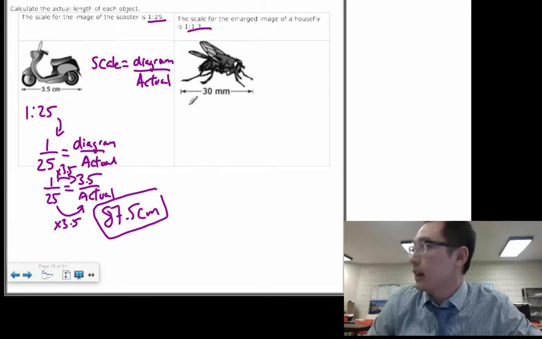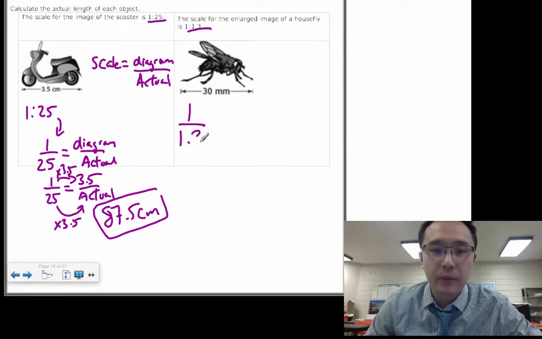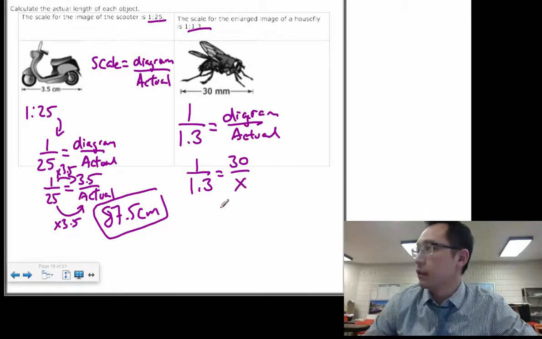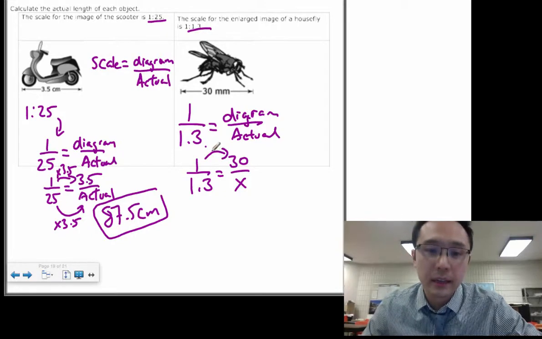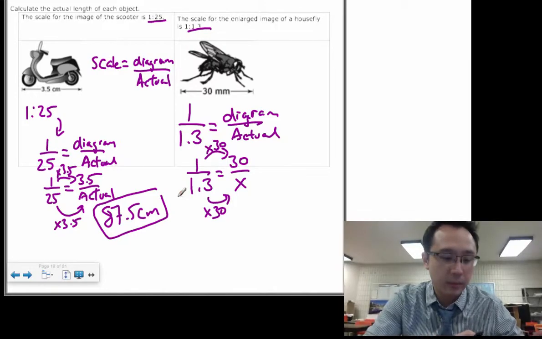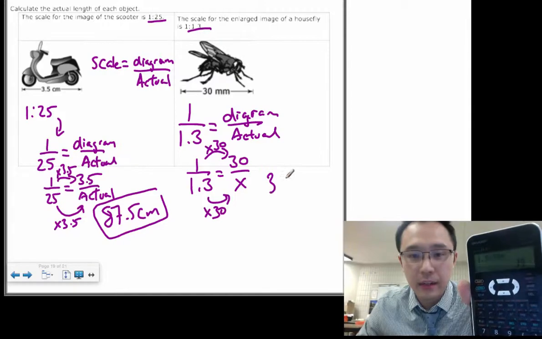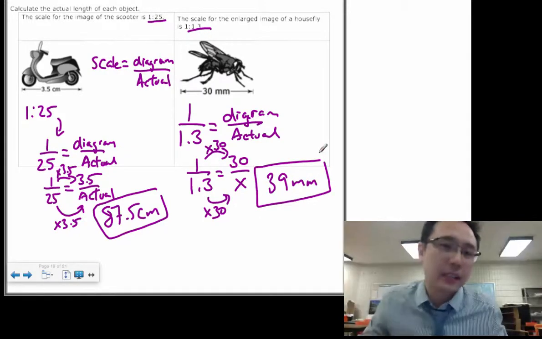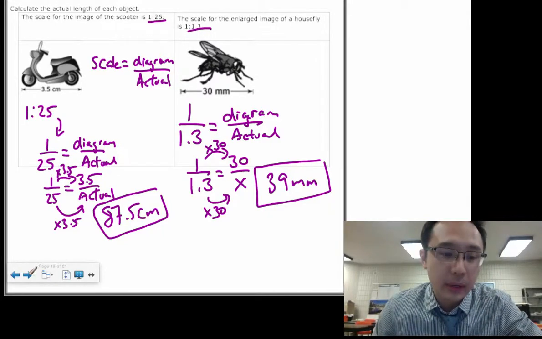Next one, here's the fly. 1 over 1.3 is equal to diagram over actual. So 1 over 1.3 is equal to 30 over something. So I can use the proportional method. This is going to be multiplied by 30, multiplied by 30. So 1.3 times 30 is 39. So 39 millimeters is the actual length of the fly. So that's how you do the scaling questions.